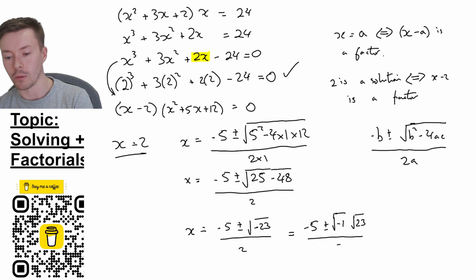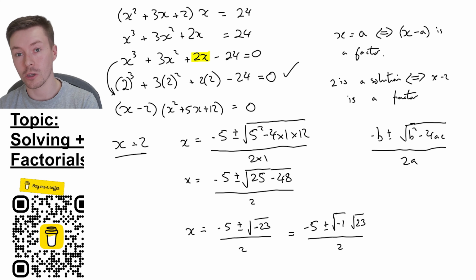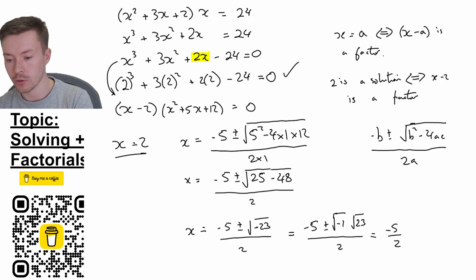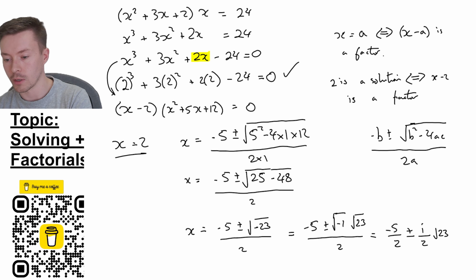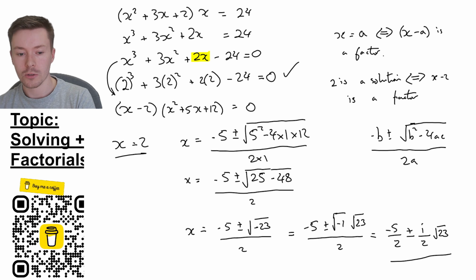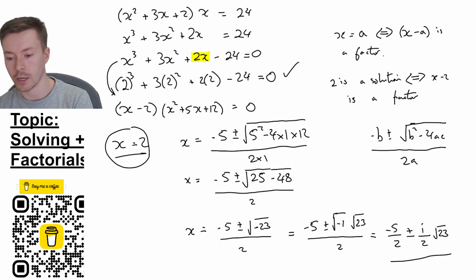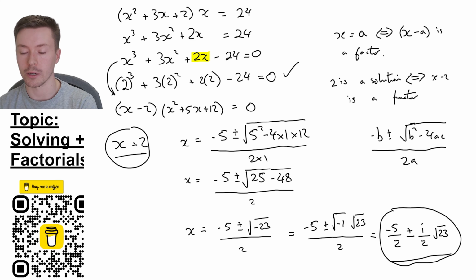Now, with imaginary numbers, the problem is the negative 1. We're just going to use the square root of negative 1 as a thing called i. It stands for an imaginary number, or imaginary unit. So we end up with minus 5 over 2. I'm just going to split the fraction up here as well. Plus or minus i, the square root of negative 1, which I've just written as i, over 2 root 23. Okay, so there are our two answers. You've got x is equal to 2, and we've got x is equal to minus 2.5 plus or minus half of i root 23.